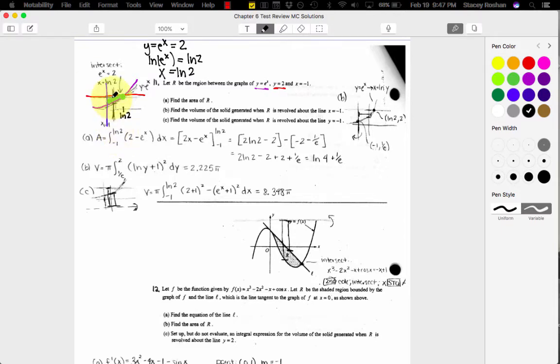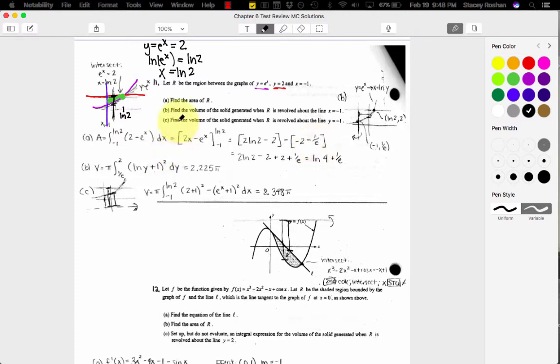And then I just do top curve minus bottom curve to find the area. So that is simply 2 minus the purple line, which is e to the x. So that's how I get the area. My antiderivative of 2 is just 2x. My antiderivative of e to the x is just e to the x. And so that becomes a pretty nice problem for me to solve. How did I get this 1 over e? Well, e to the -1 is just 1 over e. So that's how I got that.